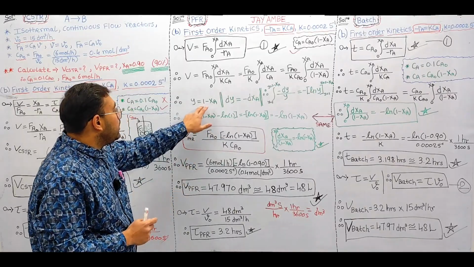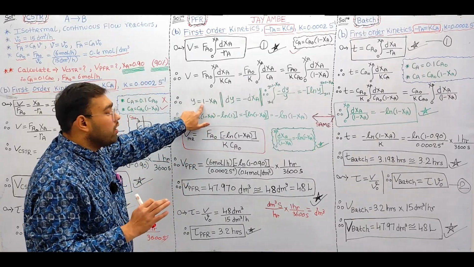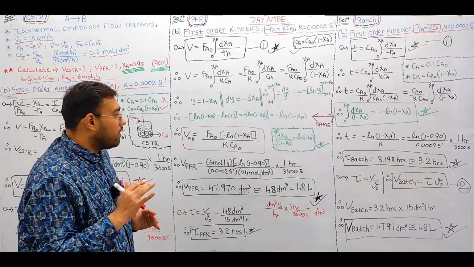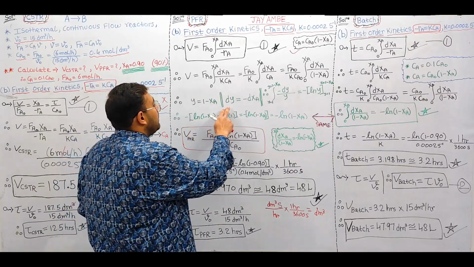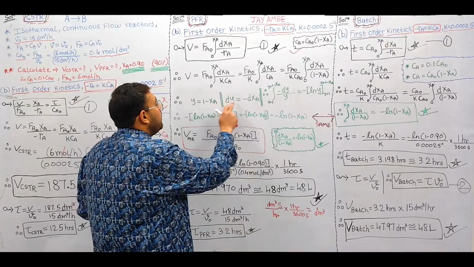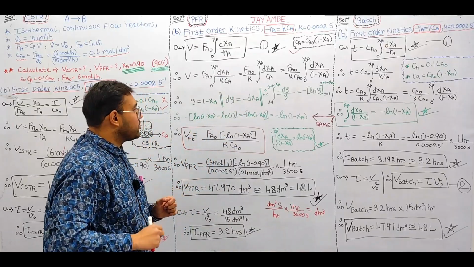Now we need to differentiate individually, right? So differentiation of 1 is 0. So differentiation of XA is dXA, right? So finally we'll get dy is equal to minus dXA. Okay, I hope you have understood.